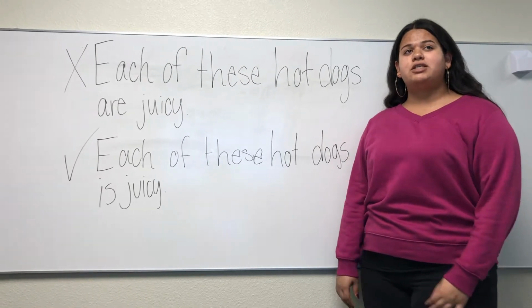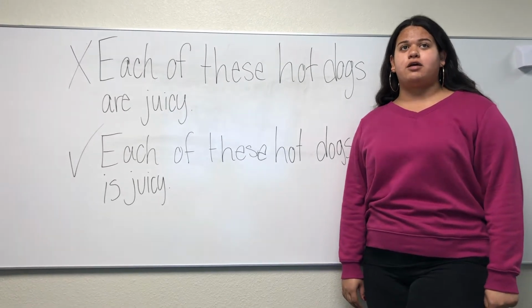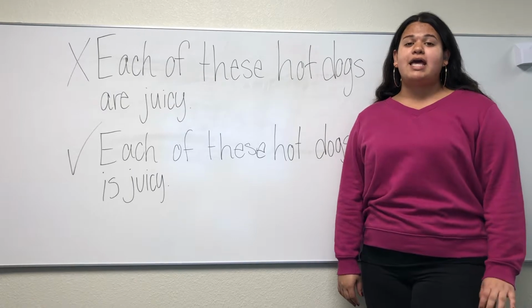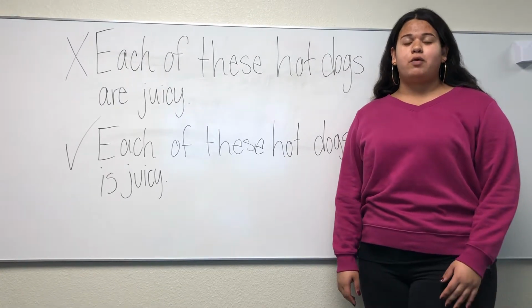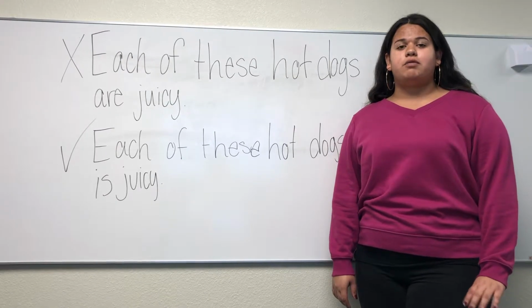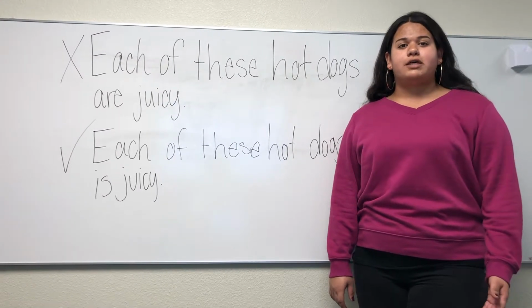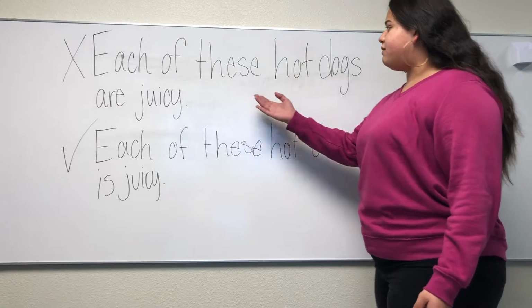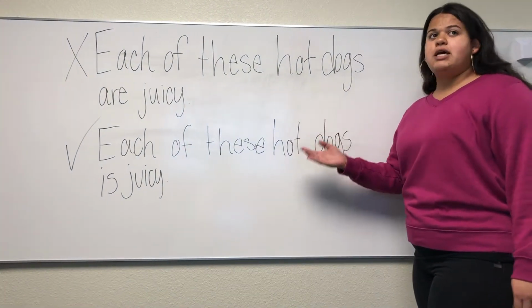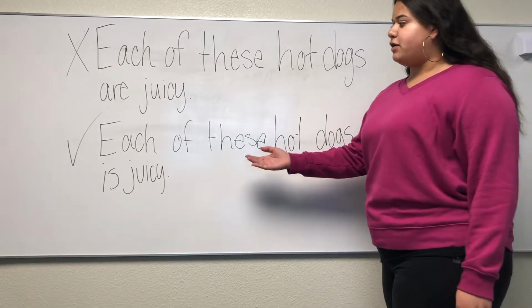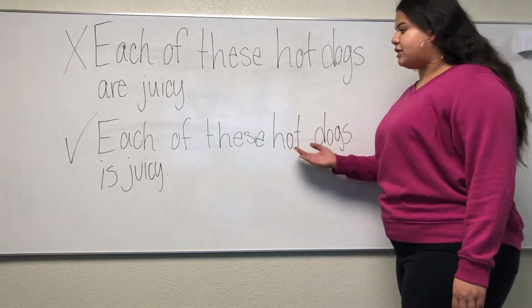The words each one, either, neither, everyone, everybody, anybody, anyone, nobody, somebody, someone, and no one are singular and require a singular verb. For example, the sentence, each of these hot dogs are juicy, is incorrect because each is singular. So the correct version of the sentence would be, each of these hot dogs is juicy.